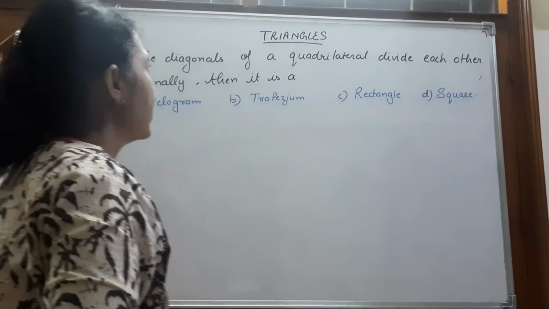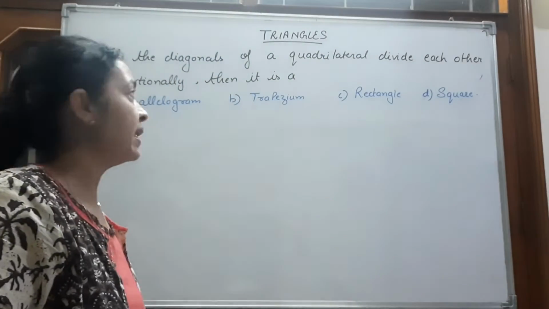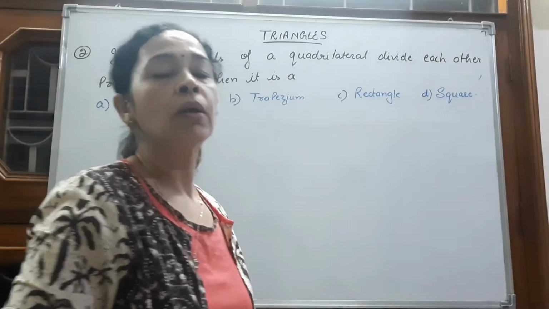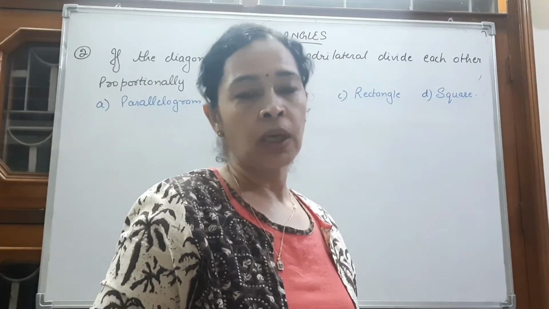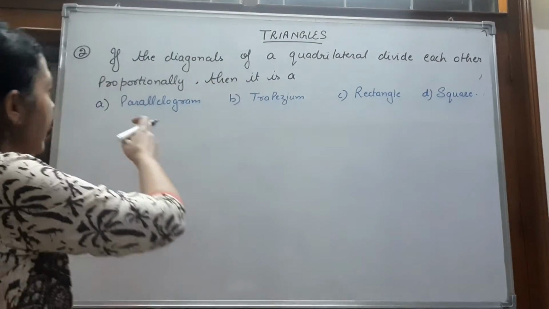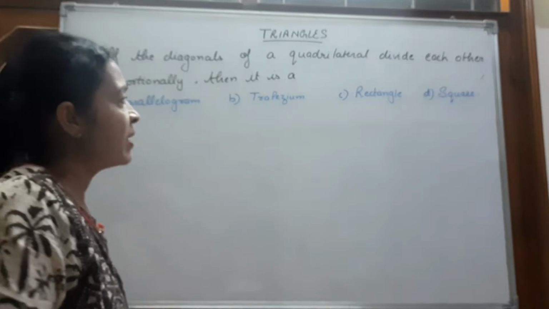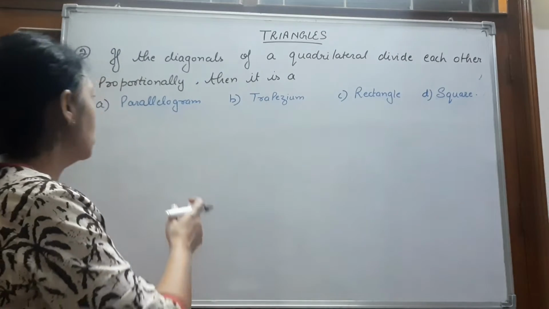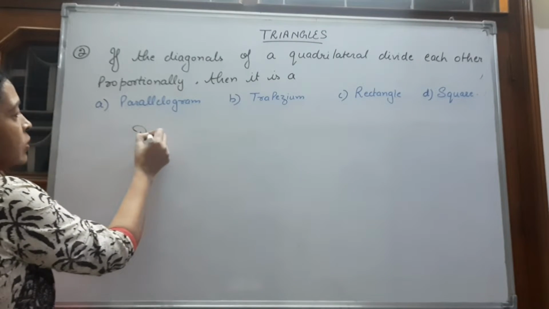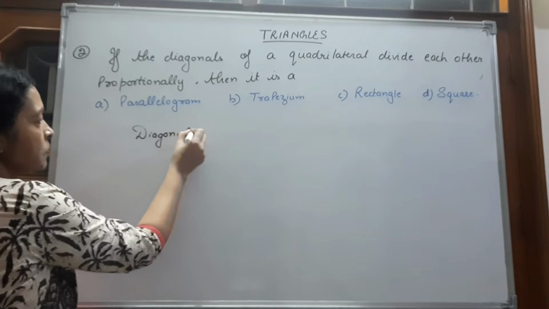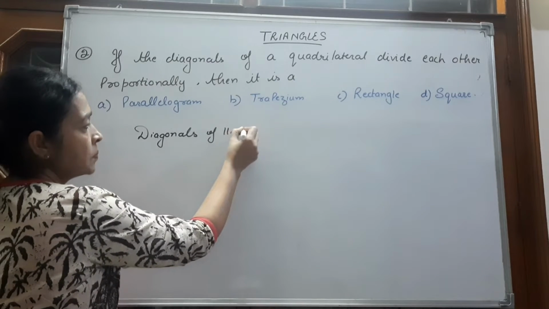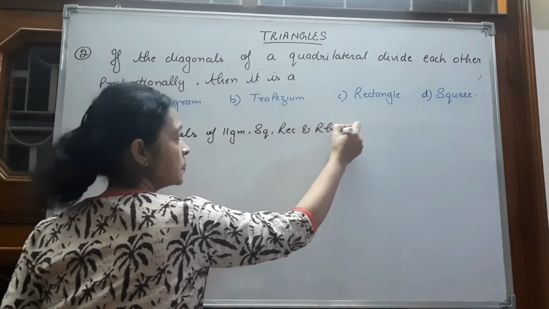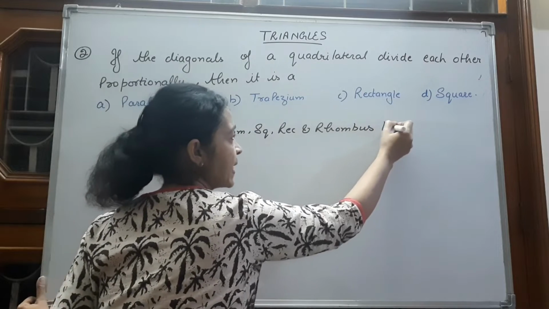The diagonals of a quadrilateral divide each other proportionally. Then it is a parallelogram, trapezium, rectangle or square. Students, what is a quadrilateral? A four-sided polygon. And all these options, parallelogram, trapezium, rectangle and square, are quadrilaterals. But we know that diagonals of a parallelogram, square, rectangle and rhombus bisect each other.